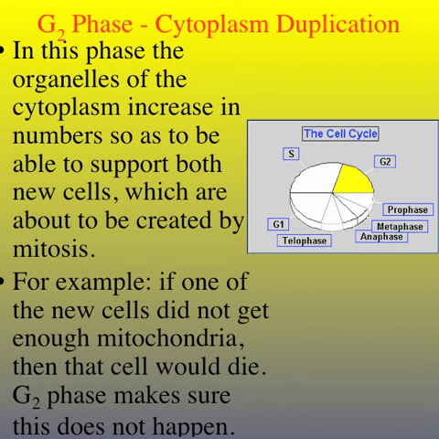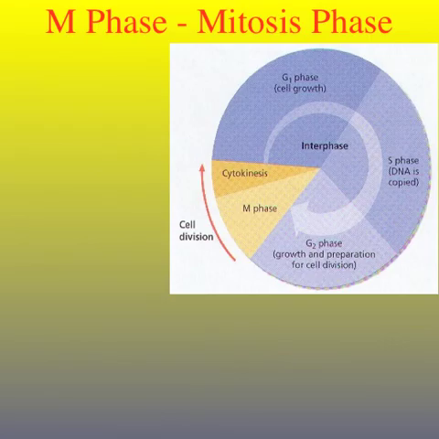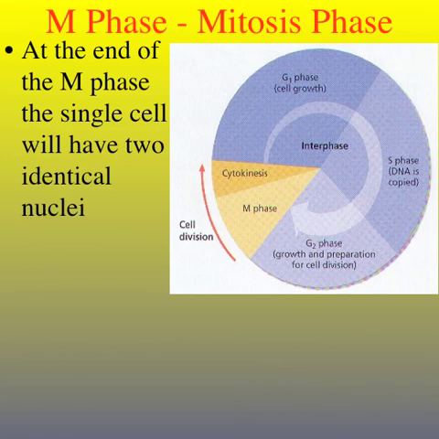So the G2 makes sure this does not happen. Then we get into the M phase, and this is a little bit more complicated because it has some steps to it. The M phase of the cell cycle, you can see it's a smaller phase, but it's very important. At the end of the M phase, you're going to have a single cell with two identical nuclei, and that's kind of strange, but shortly thereafter the cell will divide and you'll have two cells with identical nuclei, and that's back to normal. But this is kind of an interesting period.